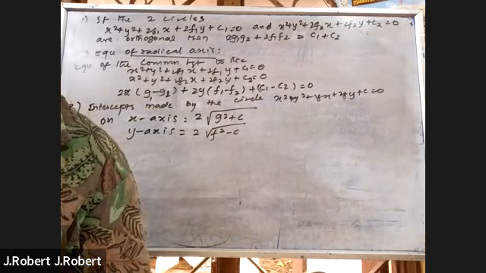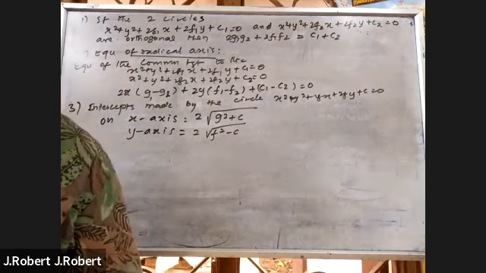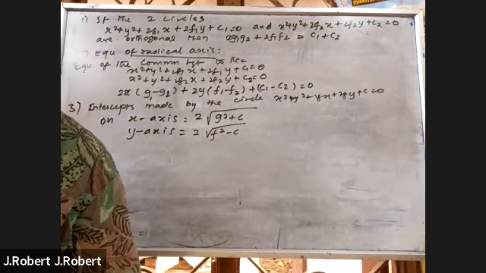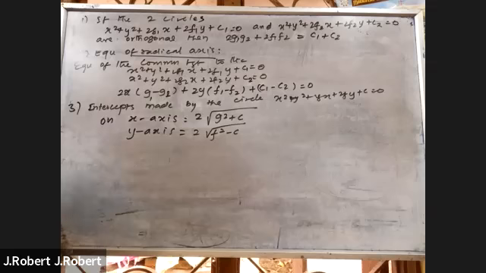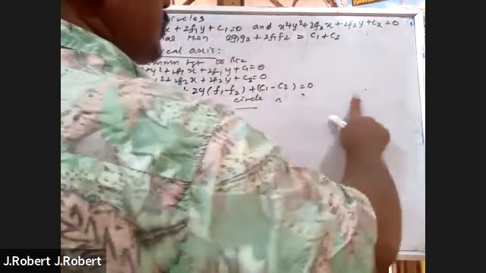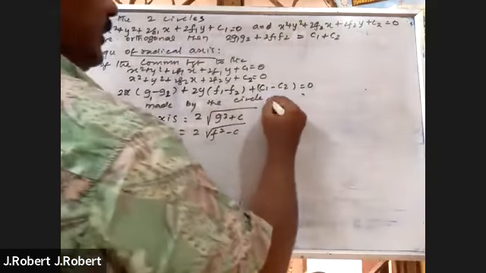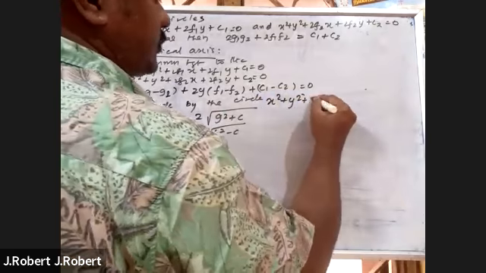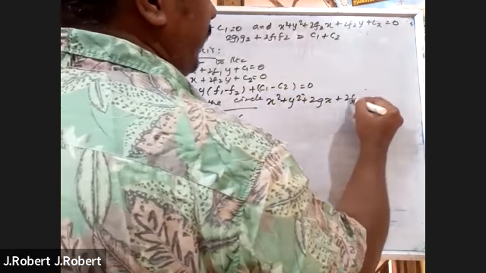Sir. Yes, tell me. In the third result, the equation you have written, by the circle, x square plus y square plus 2gx plus 2fy plus c, is the general equation. That's all.